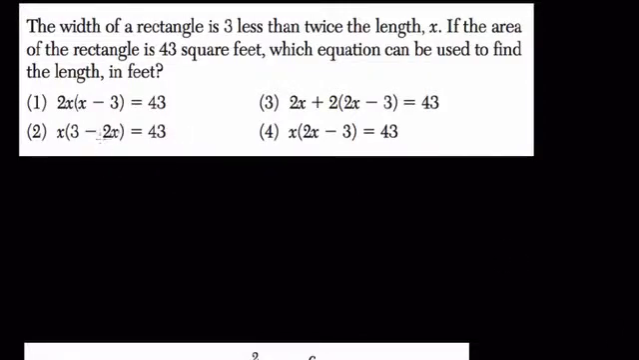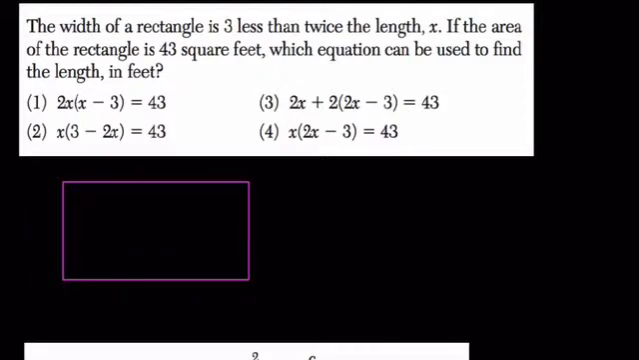Okay, so we have lots of these problems where you're dealing with a rectangle, and what we're told is that the width is 3 less than twice the length x. So the length is x, and the width is 3 less than twice x. So set that up. And the area is 43 square feet. Which equation can be used to solve for the length?